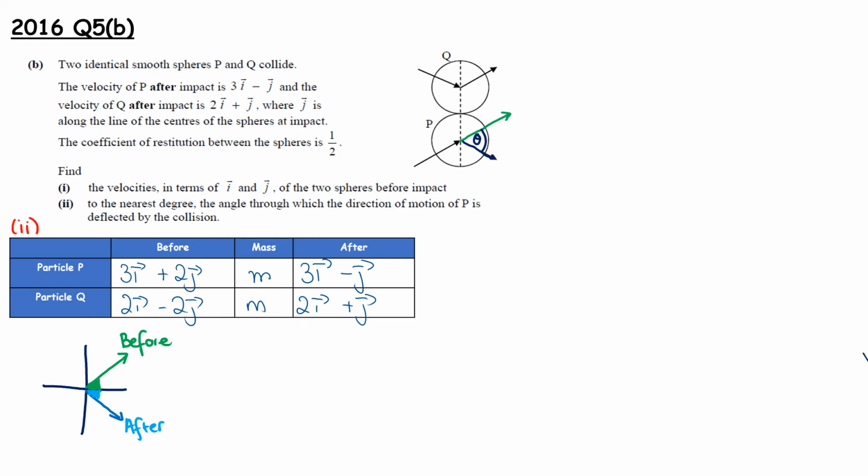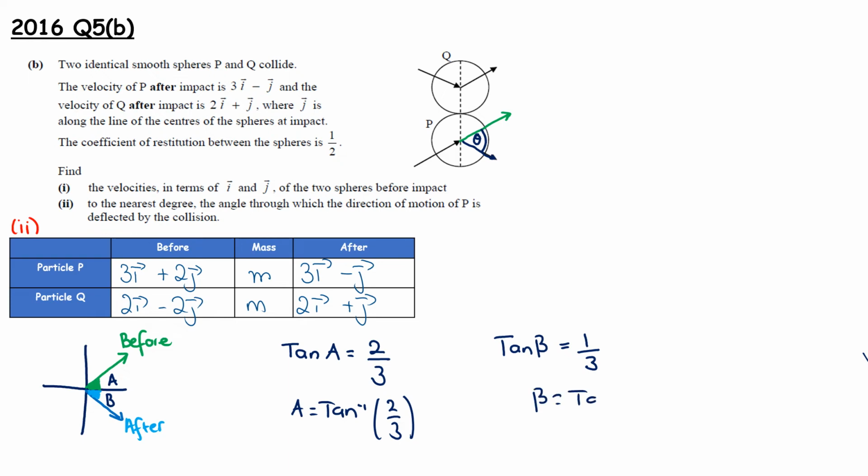So let's look at, I'm going to call this A and I'm going to call this B. So the tan of A is P before, so that's the j part over the i part. So A is equal to tan inverse of 2/3, which I'm not going to work out for a second. Tan of beta, then we take its after, but again, I'm only taking positive j over the i, which is 1/3. So beta is equal to tan inverse of 1/3. So theta is then going to be a sum of the tan inverse of 2/3 plus the tan inverse of 1/3. And I'm going to put that straight into the calculator now.